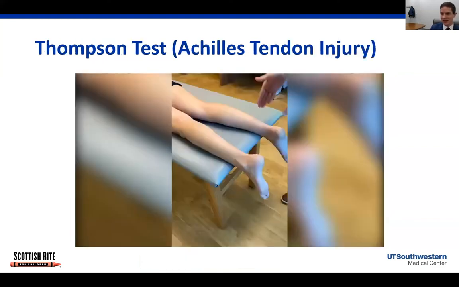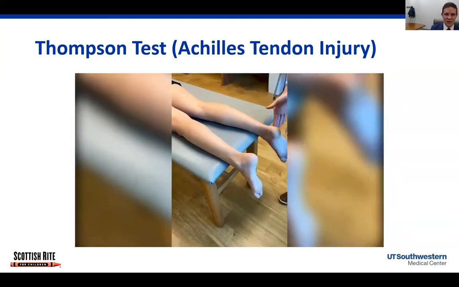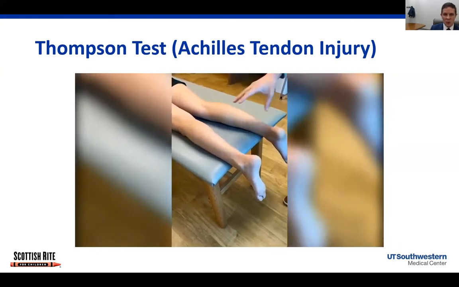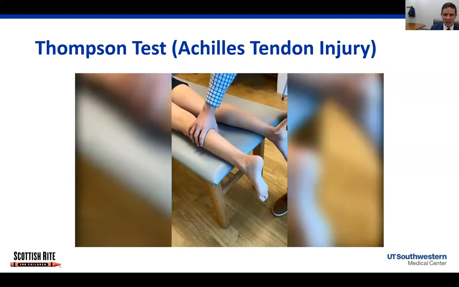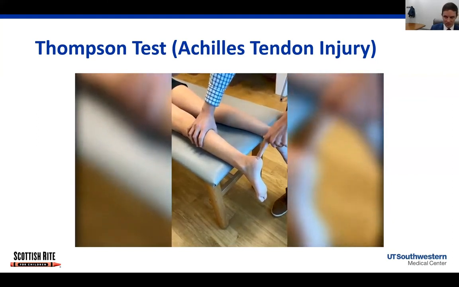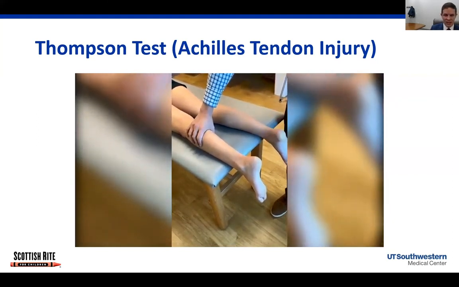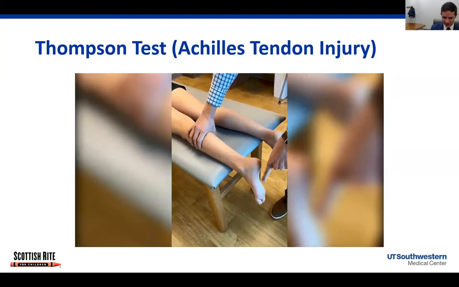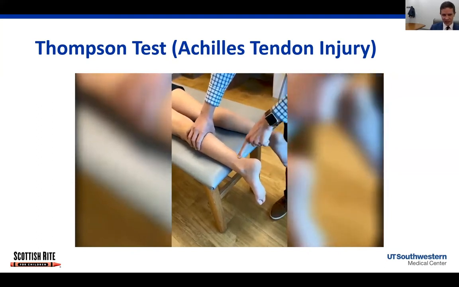All right, let's move on to the next test, which is the Thompson test. This is to evaluate for an Achilles tendon injury. What we do here is we have the patient lay prone on the exam table. You can see both feet are dangling off the edge and she's relaxed and comfortable. I'm going to simply squeeze that calf muscle, and as I squeeze, I'm looking to see if the foot is going to plantar flex a little bit.